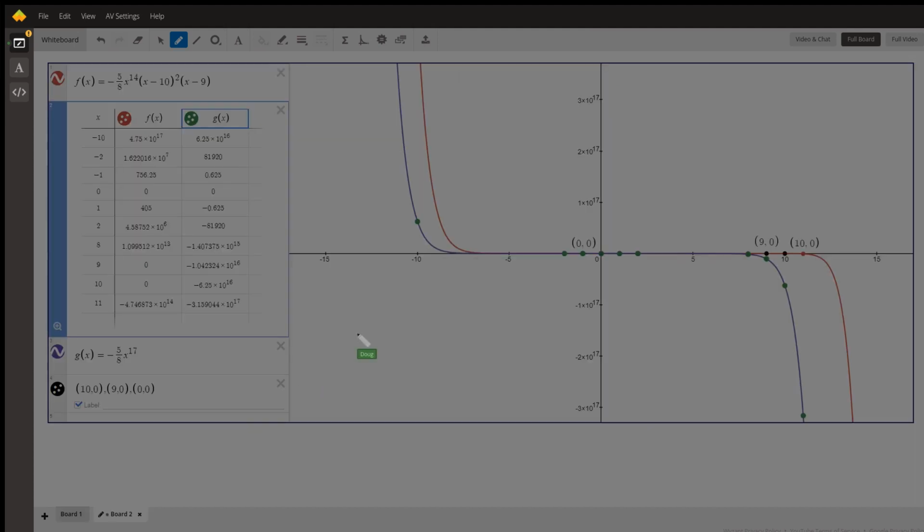Okay, and I put on board 2 a bigger version of the graph. You can see here are the zeros of the original function, 0, 9, and 10. And as x starts to get big in the positive direction, I've already got negative 4 times 0.7 times 10 to the 14th. That'll move the decimal point 14 places to the right. You can see some huge number. And in the negative direction, 4.75. Move the decimal point 17 places to the right. You got a big positive number.